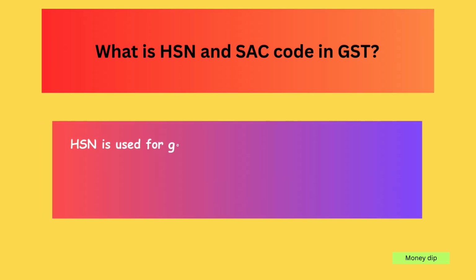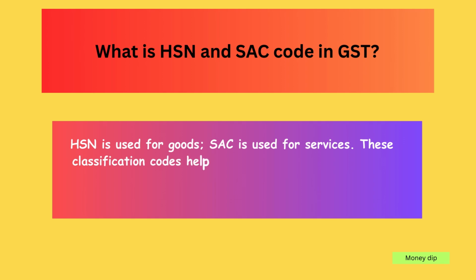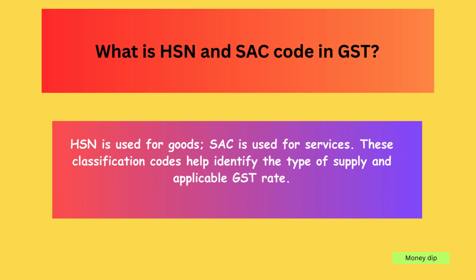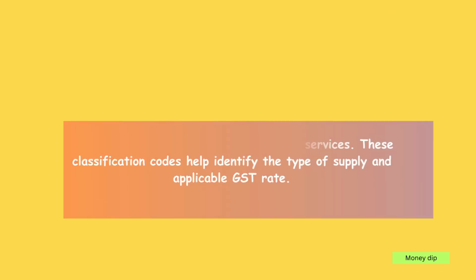What is HSN and SAC code in GST? Answer. HSN is used for goods, SAC is used for services. These classification codes help identify the type of supply and applicable GST rate.